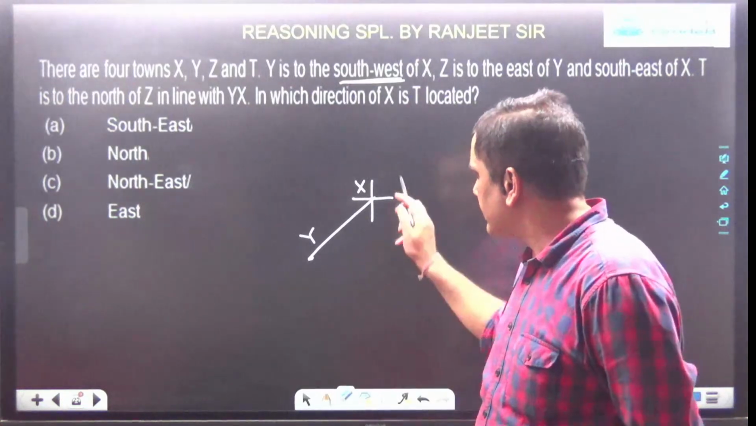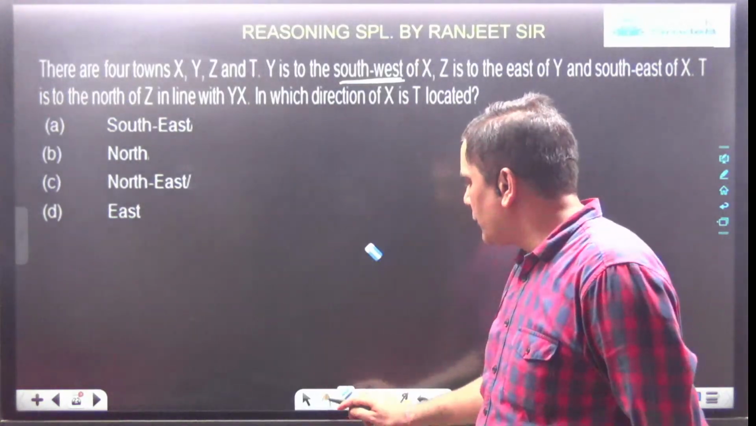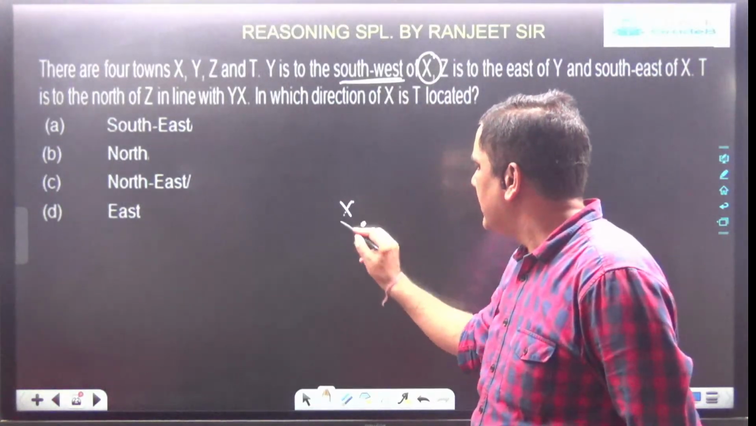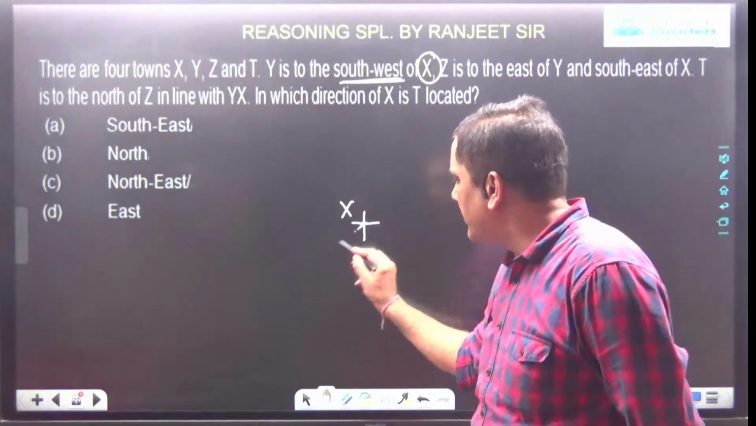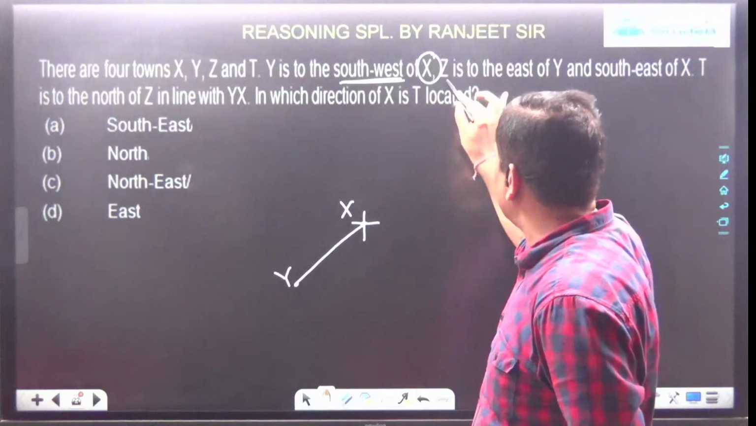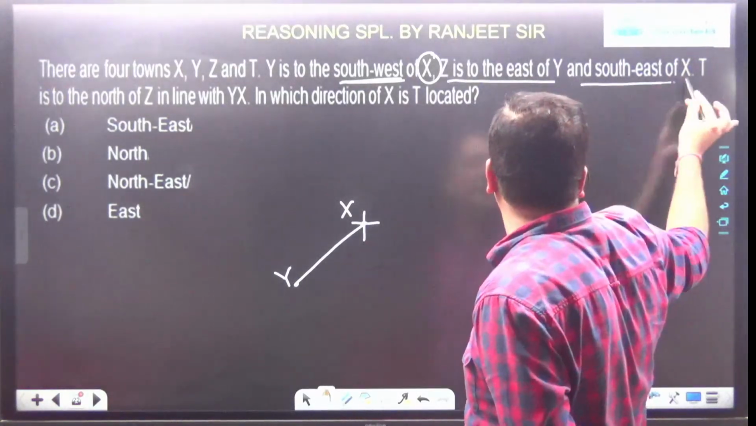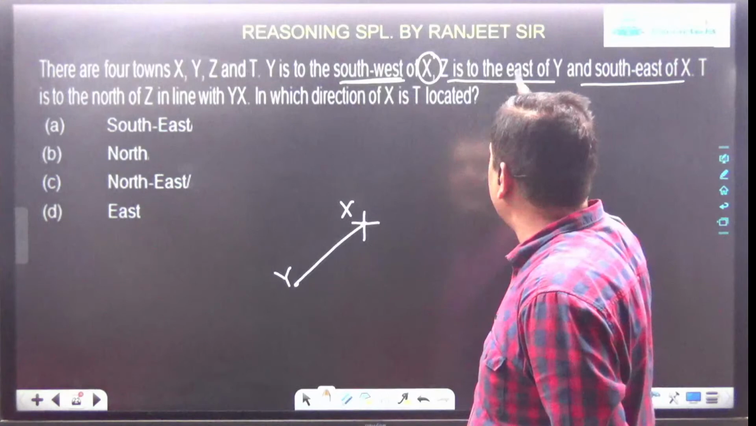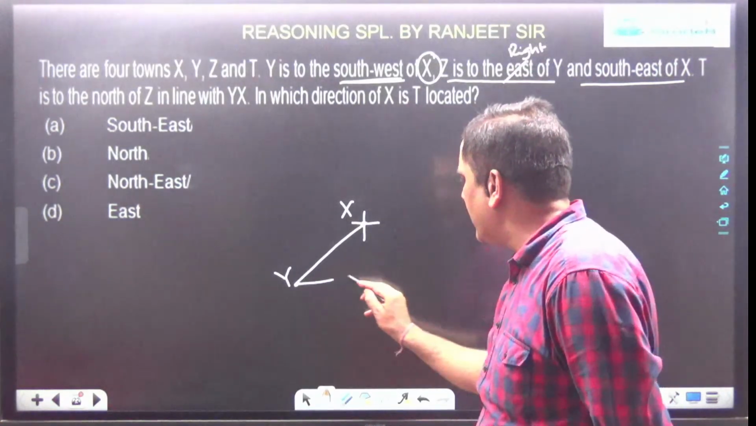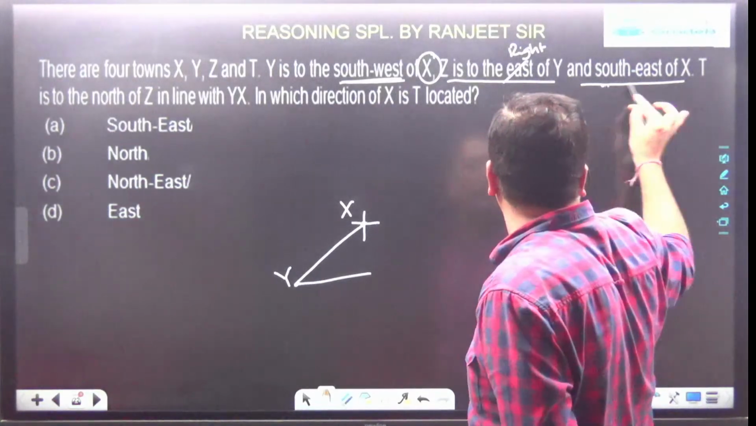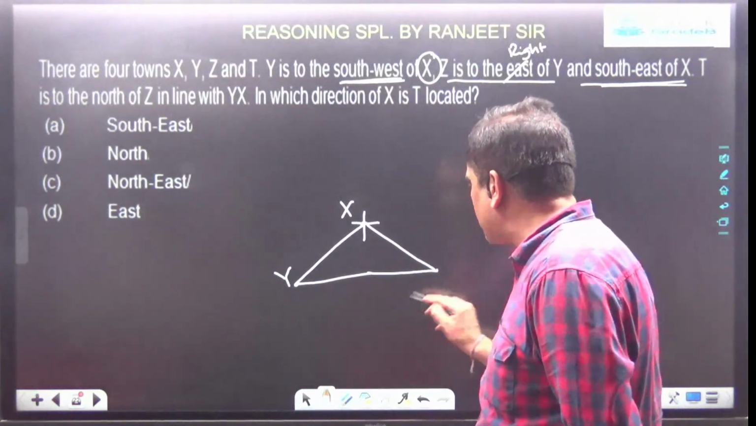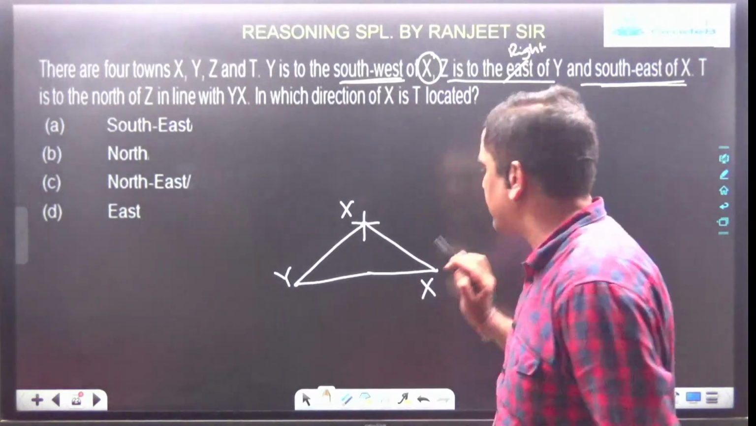Clear? Whenever southwest is going to come, always assume this at the first place. So let's assume this is X. If I plot like this, southwest should be something like this, so this should be Y. Z is to the east of Y and southeast of X. Z is to the east means right of Y, anywhere. At the same time they are saying southeast of X. So X southeast will be over here. The point where these two meet will be the position of Z.